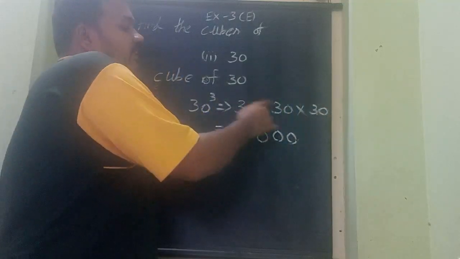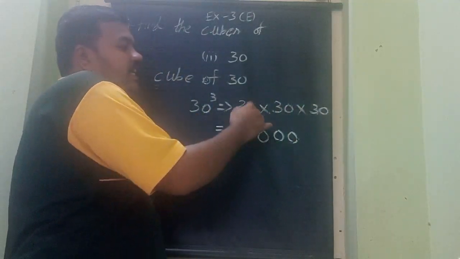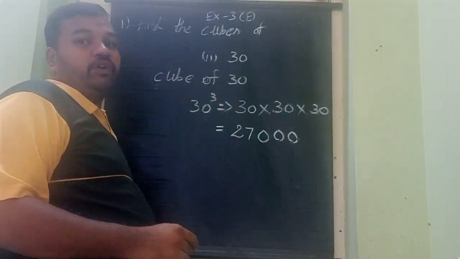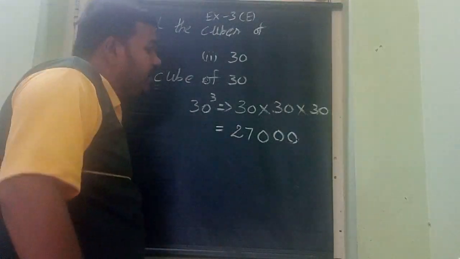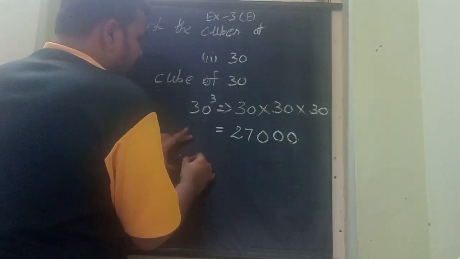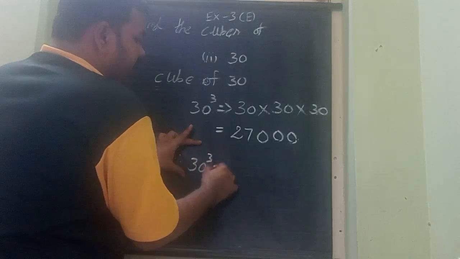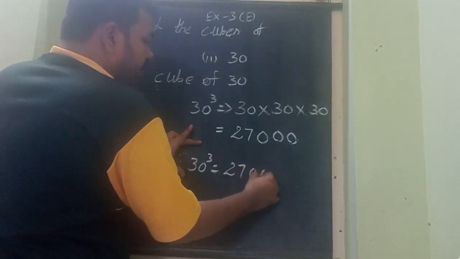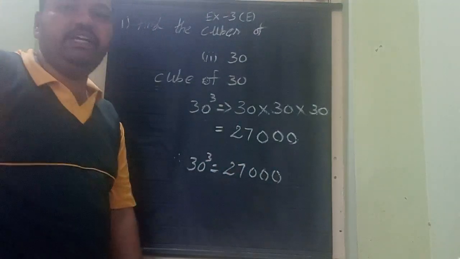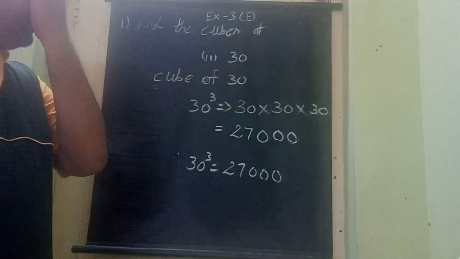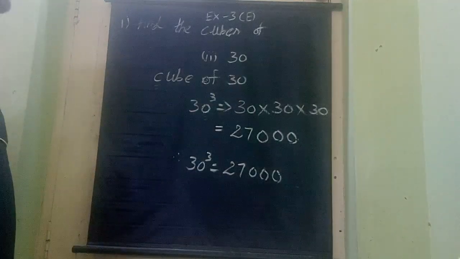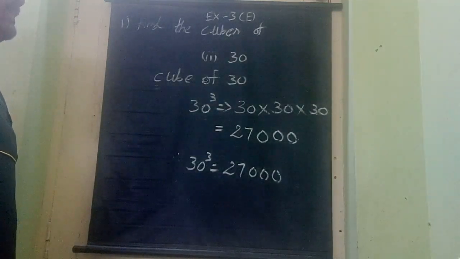30 30 30. 3 3s are 9, 9 3s are 27, 0 0 0. Therefore the cube of 30 is 27,000. So according to this, the same sum, next one.